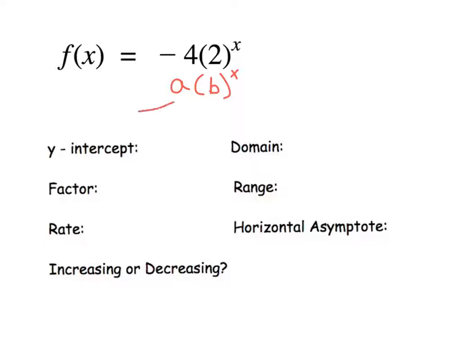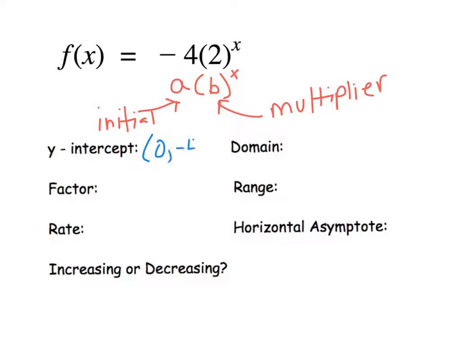The a, that's my initial amount. And the b value is my multiplier or my factor. So I can look at an exponential function and know where my starting place is and what to multiply by. So my starting place, my y-intercept, is -4. So my y-intercept is (0, -4), and my factor or my multiplier is 2.